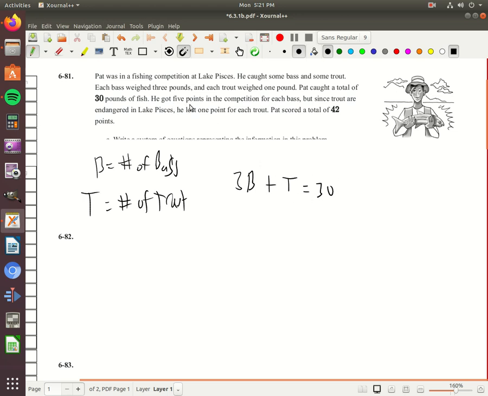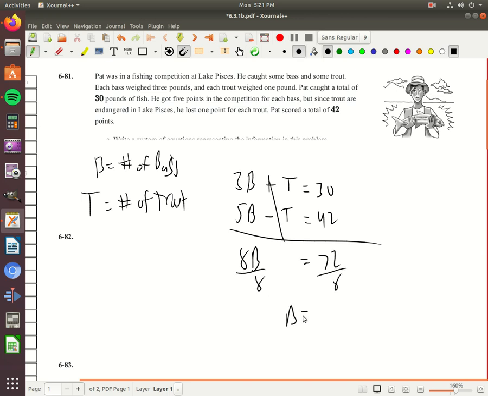And then I'm going to write one for points. 5 points for each bass, but then he lost 1 point for each trout, so minus 1T or minus T, and he scored 42 points. And hey, look at that. It's set up perfectly for elimination. If I add these lines together, I'm going to get 8B. These are going to eliminate, henceforth the name elimination, equals 72, divide by 8. So B is going to equal 9.